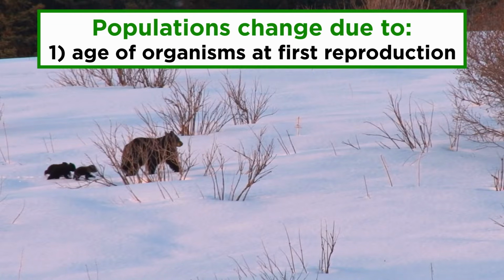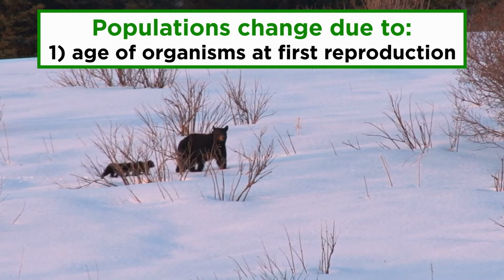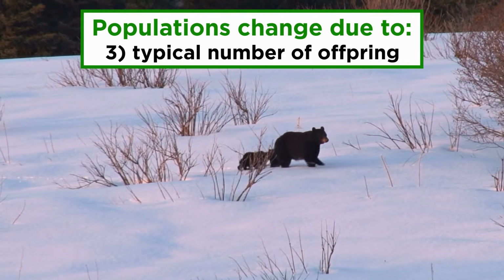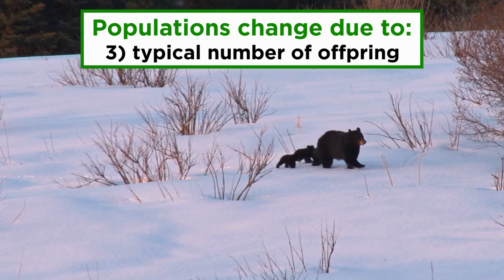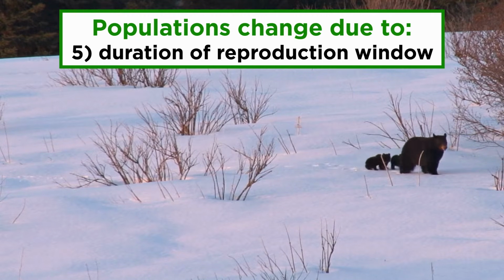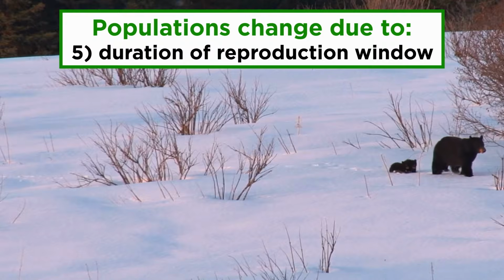Populations change due to the age of organisms at first reproduction, how often organisms reproduce, the number of offspring an organism produces, the presence or absence of parental care, and how long an organism is able to reproduce.